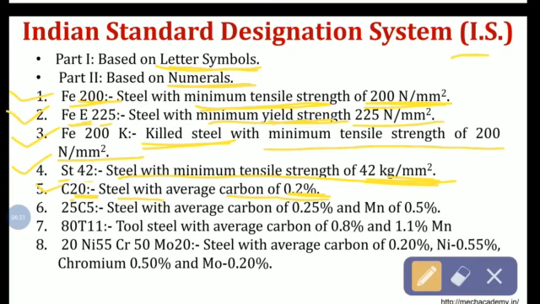Now the sixth one is 25C5. In 25C5, the first two numerals are for carbon, so it is steel with an average carbon of 0.25%. Divide 25 by 100, so you will get 0.25% carbon. And next is C5. 5 means manganese percentage here. For manganese percentage, you should remember that you have to divide by 10. So manganese of 0.5%.